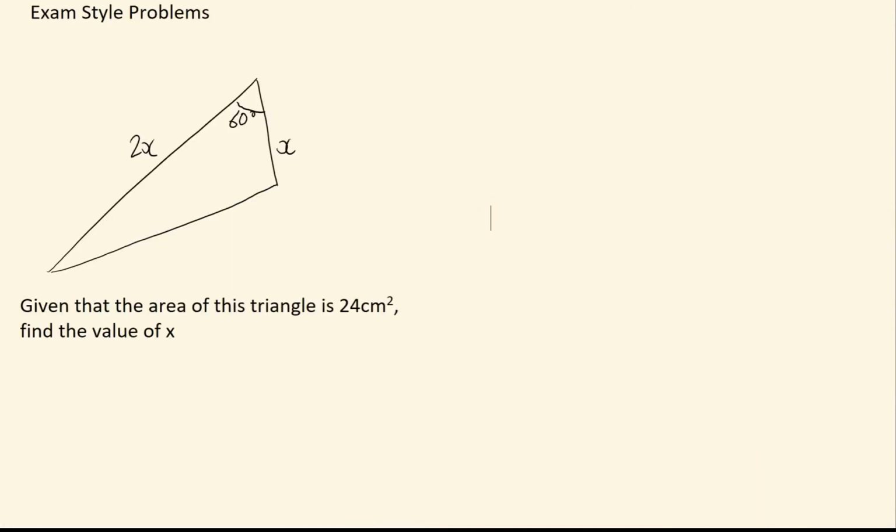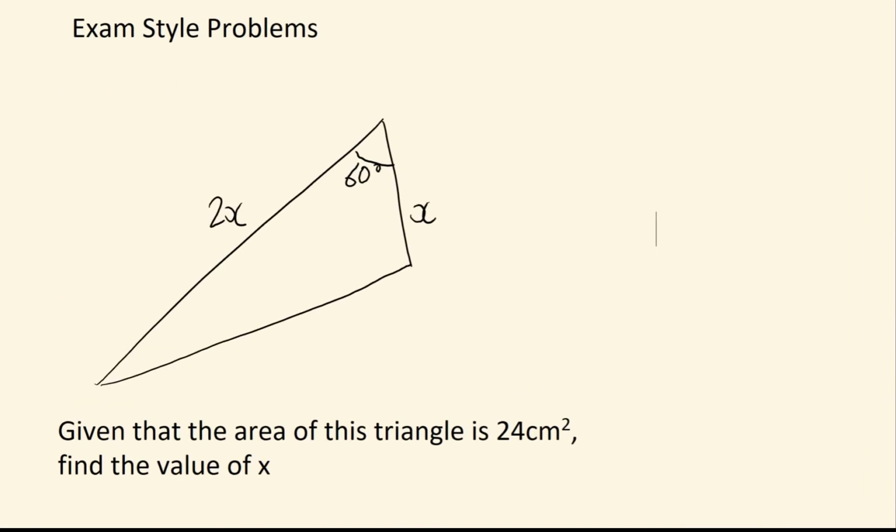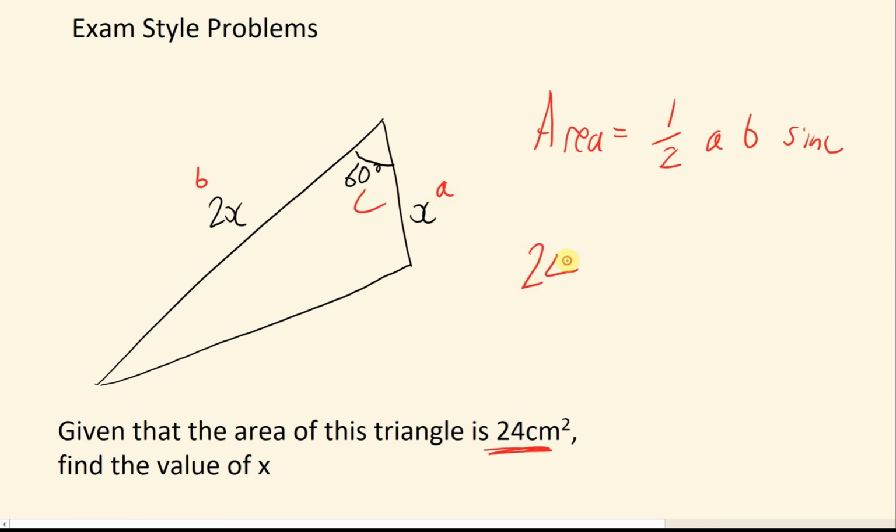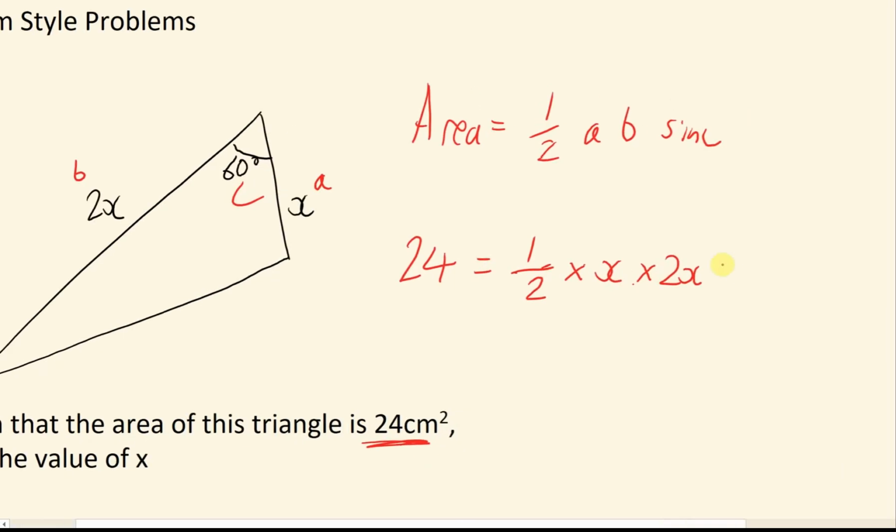Okay, moving on, I was going to finish with a couple of exam style problems. So here, roughly the same format. We're told the area of this triangle is 24 centimetres, and we need to find x. Again, we're going to start the exact same way. Then we label our triangle. Which ones A and B don't matter. So 24 is going to be a half times x times 2x times sine 60.